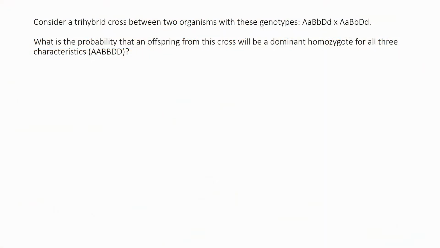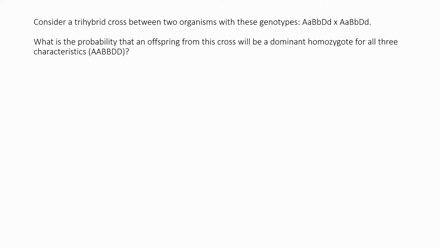You may have seen this in your homework, a question a lot like this. It says, consider a trihybrid, so that means three genes this time, all heterozygous. A trihybrid cross between two organisms with these genotypes: big A small a, big B small b, big D small d, and the same for the other. What is the probability that an offspring from this cross will be a dominant homozygote for all three characteristics? So capital A, capital A, capital B, capital B, capital D, capital D.